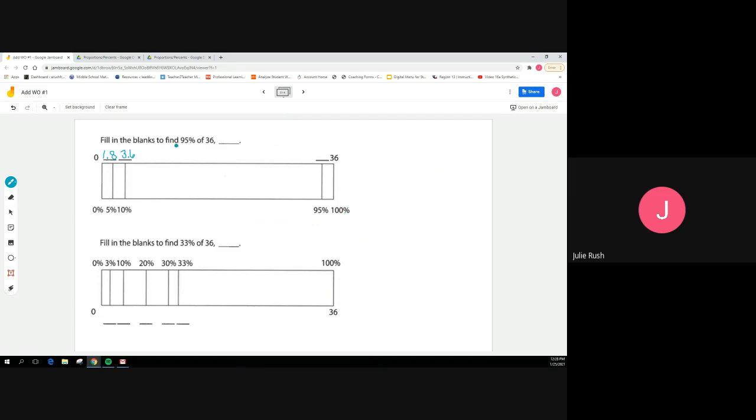Okay. So now I have 5% and I have 100%. I'm looking for 95%. So I'm just going to do 100 minus 5 gives me 95. So 36 minus 1.8 gives me 34.2. And that's our answer, 34.2.